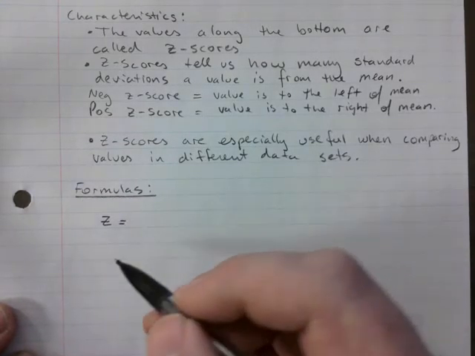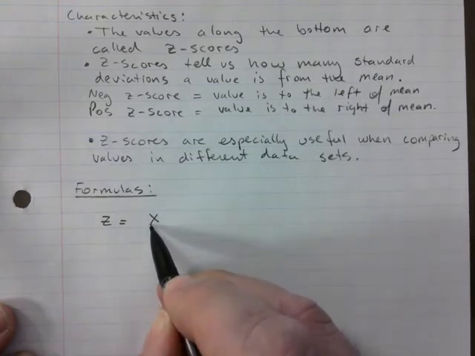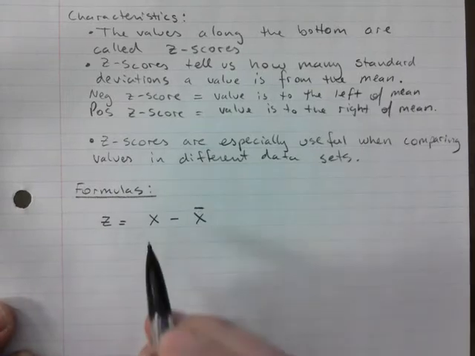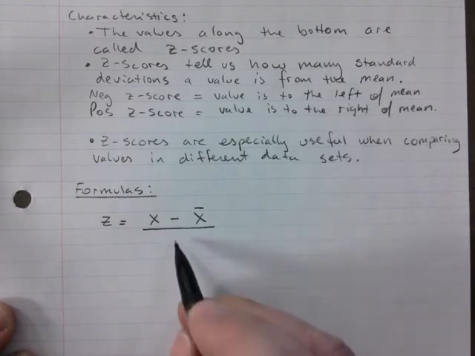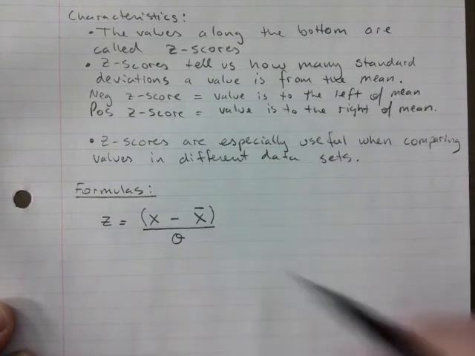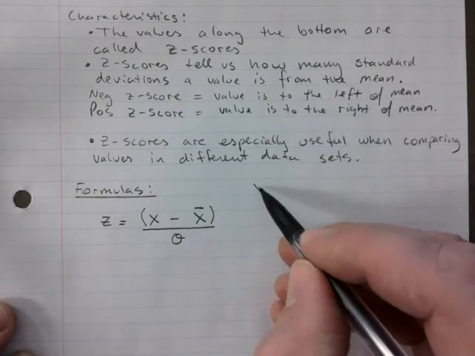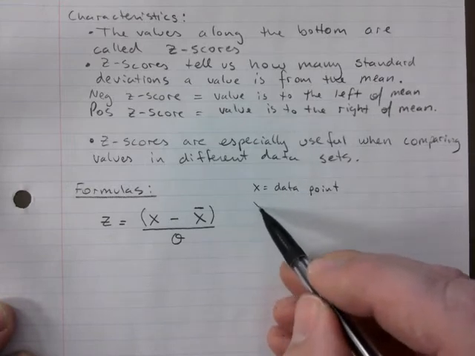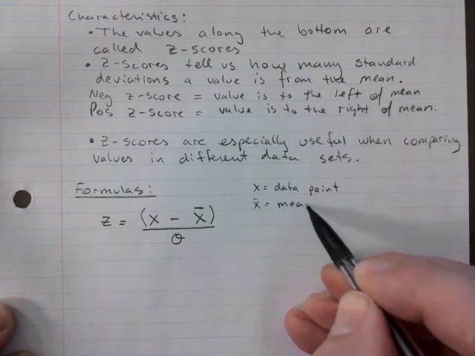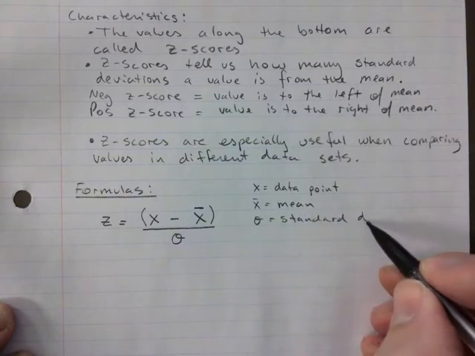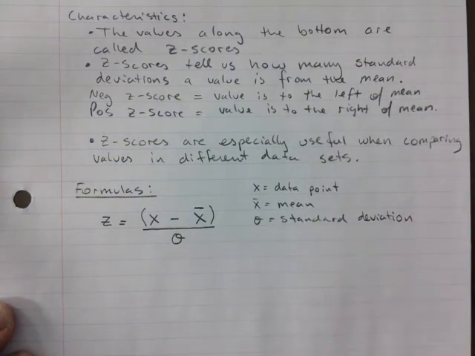The z-score is found by taking a data point, subtracting the average of that set, all of that divided by the standard deviation. And I will put brackets on top because that needs to happen. Okay. X is the data point, mu is the average, and sigma is the standard deviation.